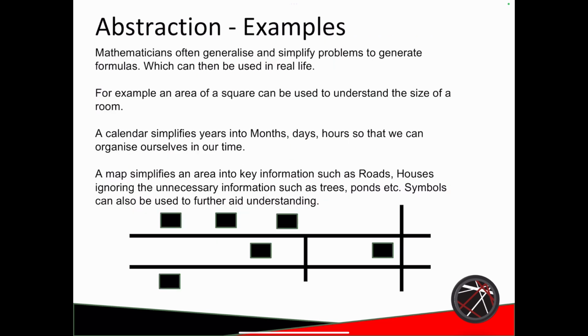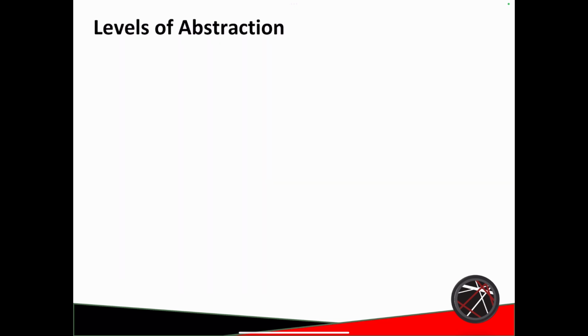A simple example of abstraction would be a simple map. You can see at the very bottom a very basic map there, but you could clearly follow that map if you wanted to get from one building to another. The big black squares are the buildings, and obviously the thin lines are the roads. We've removed everything else. We don't need trees, we don't need ponds, we don't need any of that information, unless it was going to help us in some way. Perhaps it was a landmark or something that would be useful to help you understand the process.